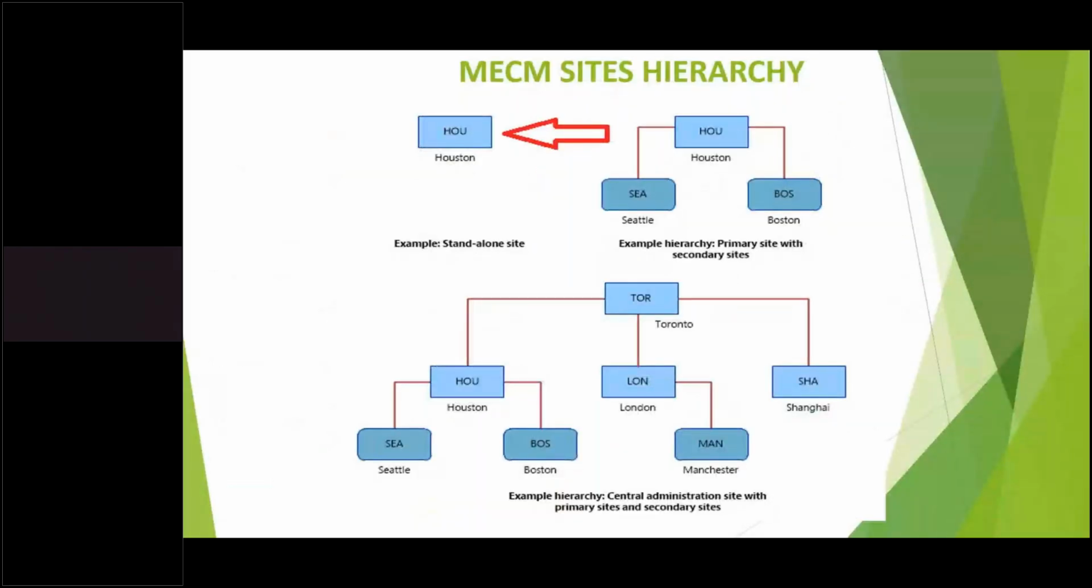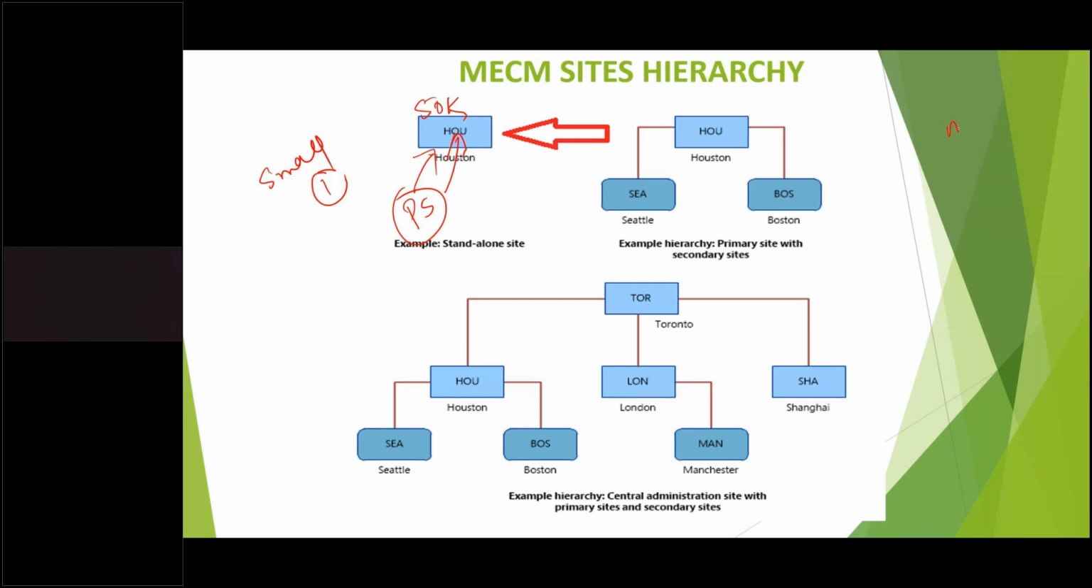So, SCCM architecture is like this. We have three diagrams in this slide. First, for small size companies. Suppose you have a small company, you just need one single primary site server to manage all the devices in that location. Let's say 50,000 devices are there. We can manage these 50,000 devices from that primary site server.